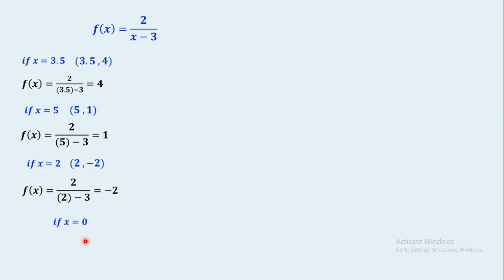Then we choose another value. Shall we say we choose x equals 0? Substitute this value to the function. We have f of 0 equals 2 over 0 minus 3, so this becomes 2 over negative 3, or negative 2 over 3. So the ordered pair is 0 and negative 2 over 3. We now have these ordered pairs: 3.5 and 4, 5 and 1, 2 and negative 2, 0 and negative 2 over 3. Let us plot these points in the Cartesian plane.